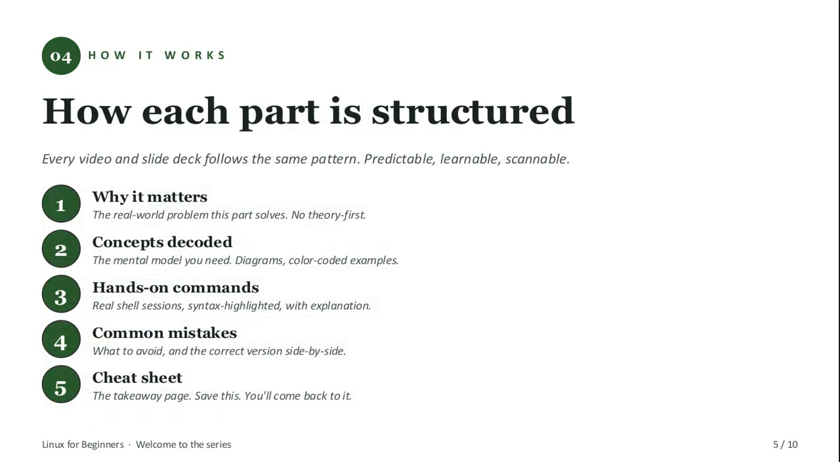Every part in this series follows the same 5-step rhythm. We start with why it matters, the actual problem you'll hit, not theory. Then the mental model, then real commands in a real shell, then the mistakes people make and how to fix them. And we close with a cheat sheet, 1 page worth saving because you will come back to it.